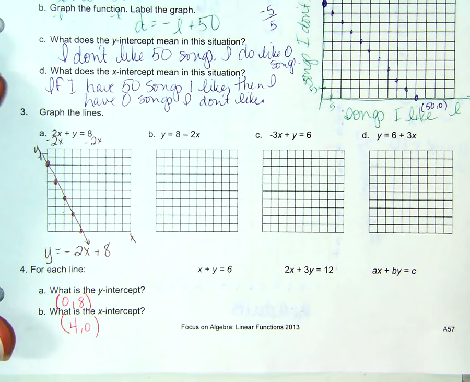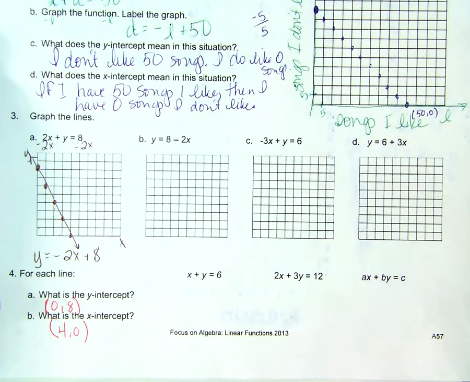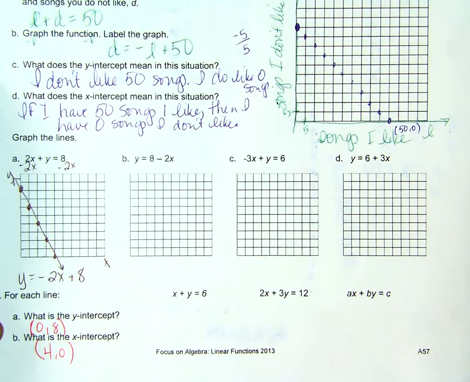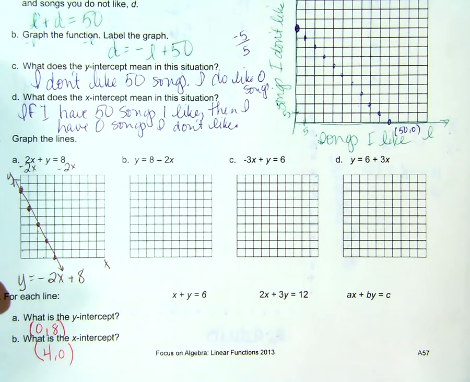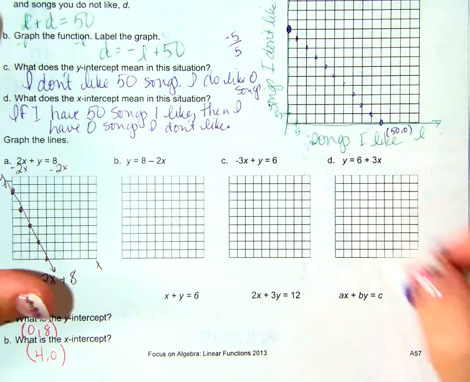Okay? Any questions? Okay, I have time to do either B, C, or D. Which one do you want to do? If you said something, I didn't hear you. C? Okay. So, what do we have to solve for?